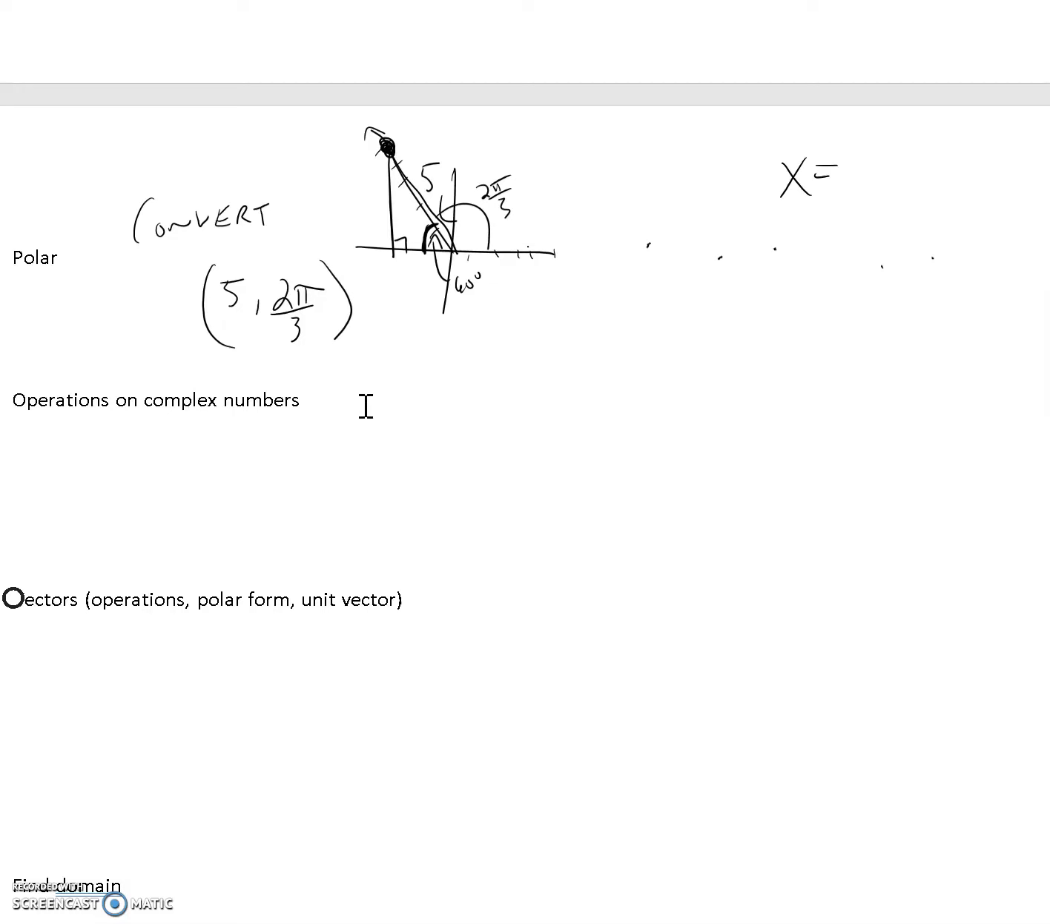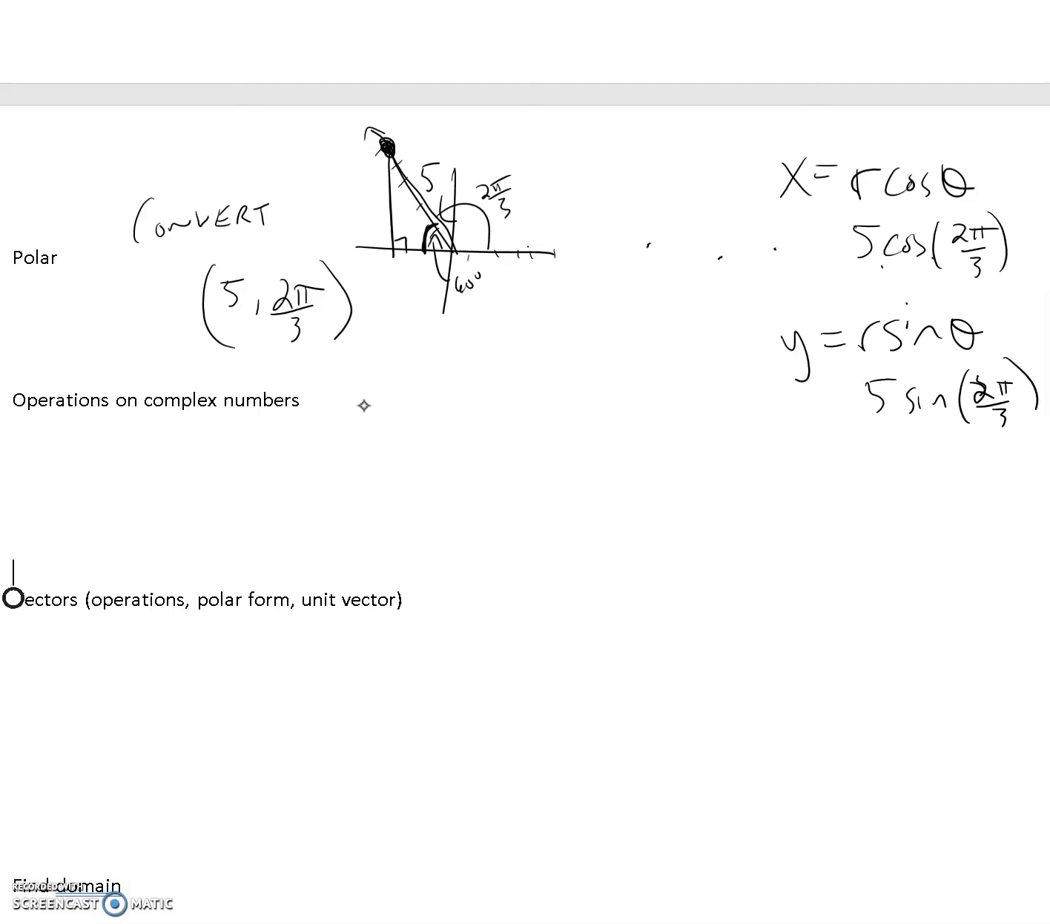Or you could even do this the easy way. x equals r cosine theta. It would be even easier to use these formulas. Basically it's just 5 times the cosine of the angle that will give you the x value, and 5 times the sine of the angle will give you the y value, right? So this would just be 5 times cosine of 2 pi over 3. Cosine of 60 degrees is a half, so that should be negative 1/2 because we're in quadrant 2. So 5 times negative 1/2 is negative 5/2.